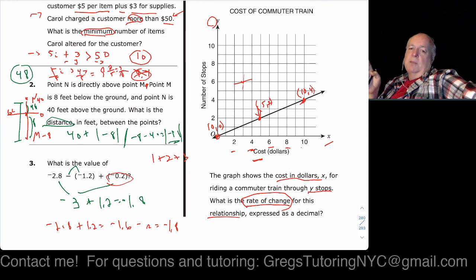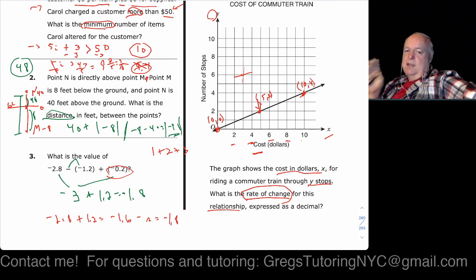Remember, this is not multiple choice. This is a grid, and they want a number. So this is confirming, this is coded language, that this is definitely a constant of proportionality question, and in particular a proportional relationship. So what is the rate of change expressed as a decimal? Here the rate of change is the slope. So we get the change in y over the change in x. That's the same as our rise over our run.